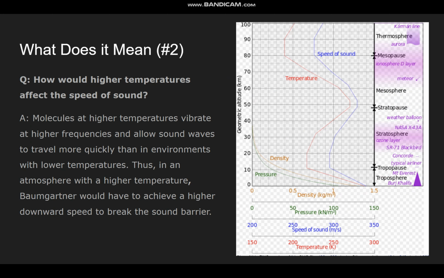How would higher temperatures affect the speed of sound? Molecules at higher temperatures vibrate at higher frequencies and allow sound waves to travel more quickly than in environments with lower temperatures. Thus, in an atmosphere with a higher temperature, Baumgartner would have to achieve a higher downward speed to break the sound barrier. We can see in the figure to the right that as temperature increases, so does the speed of sound, and vice versa.